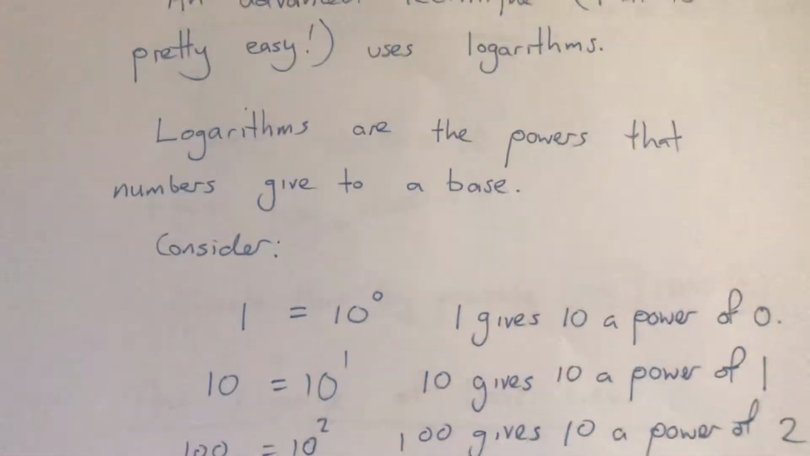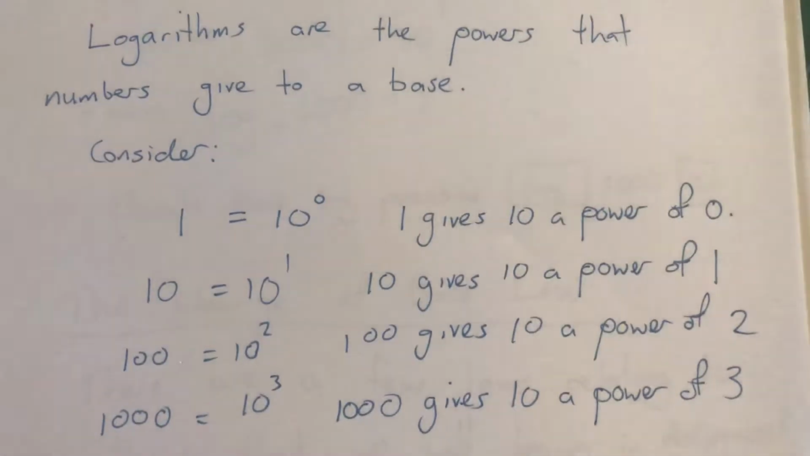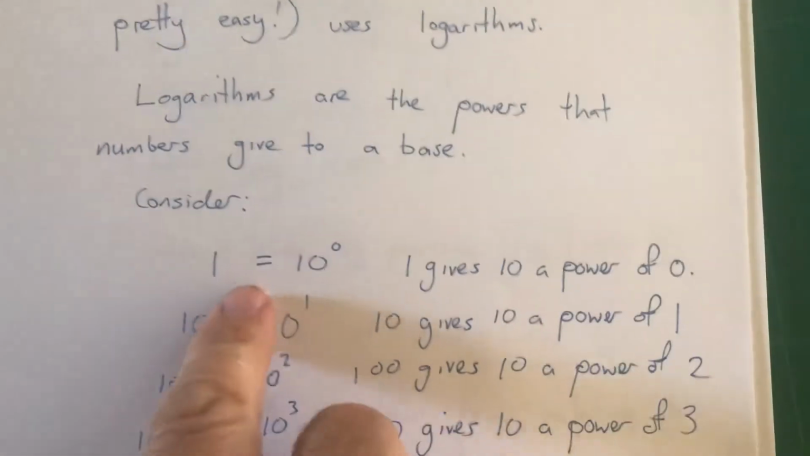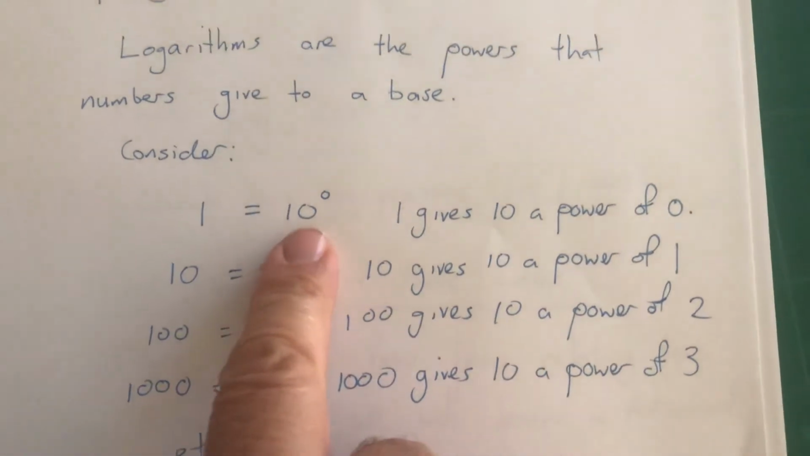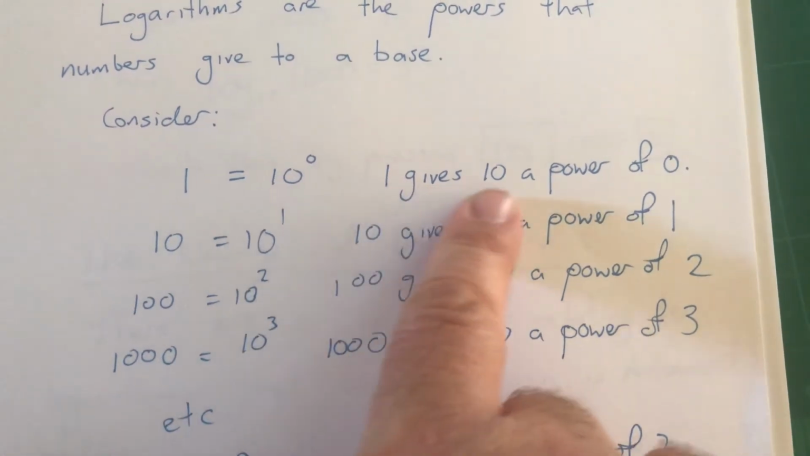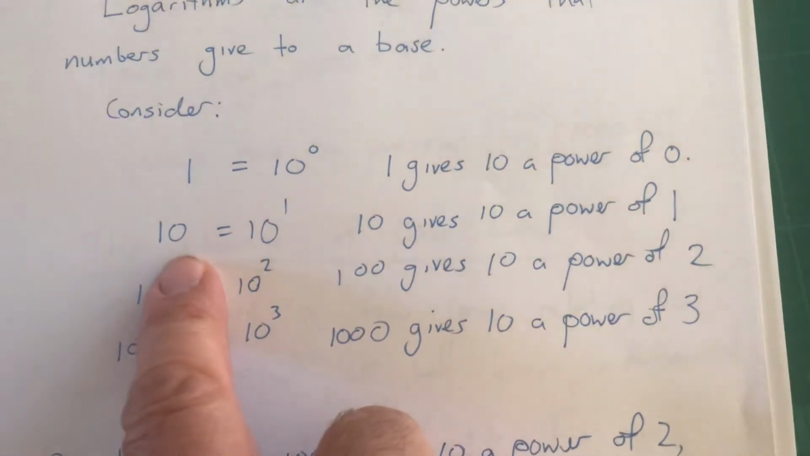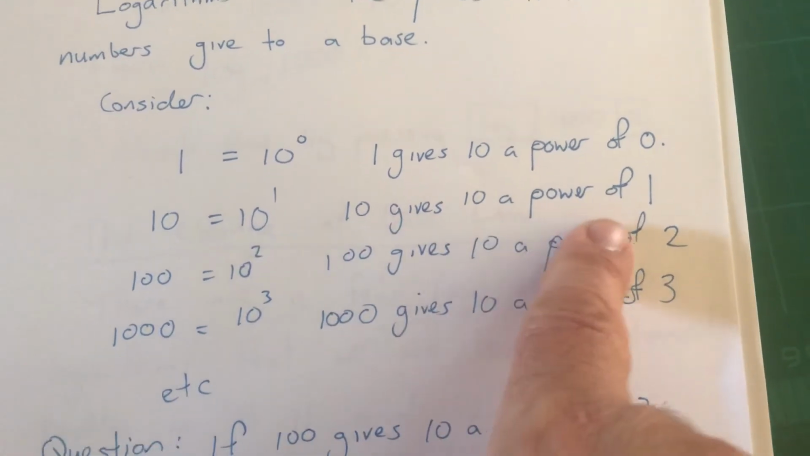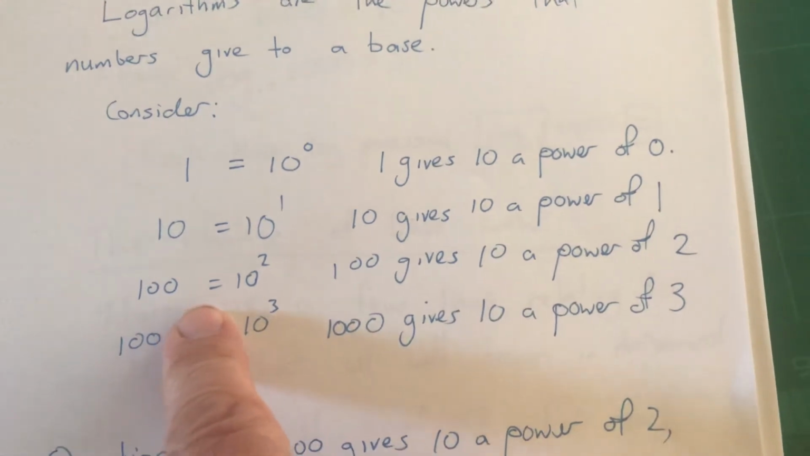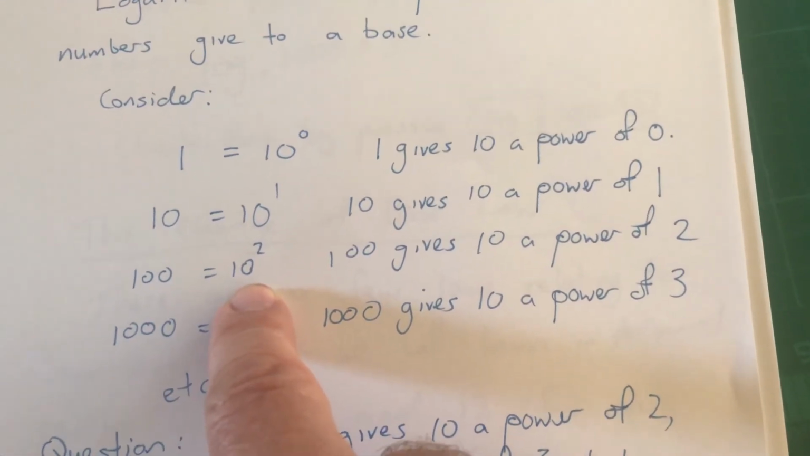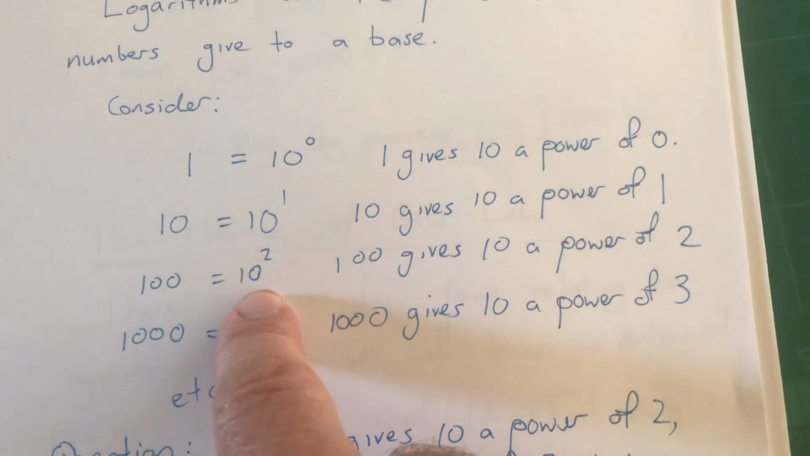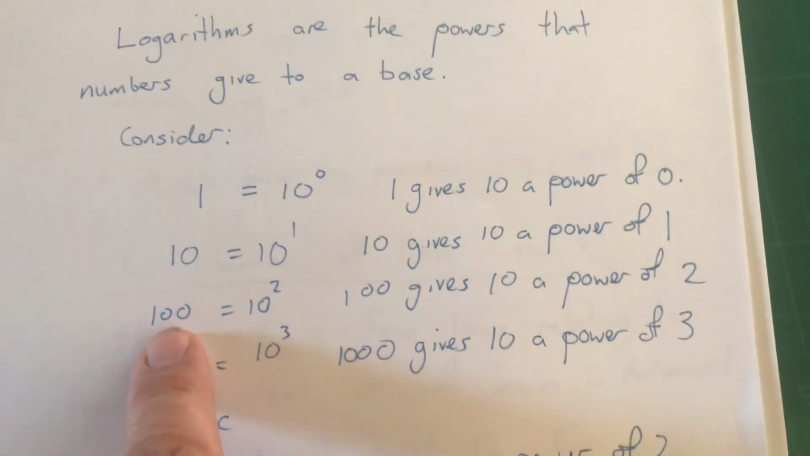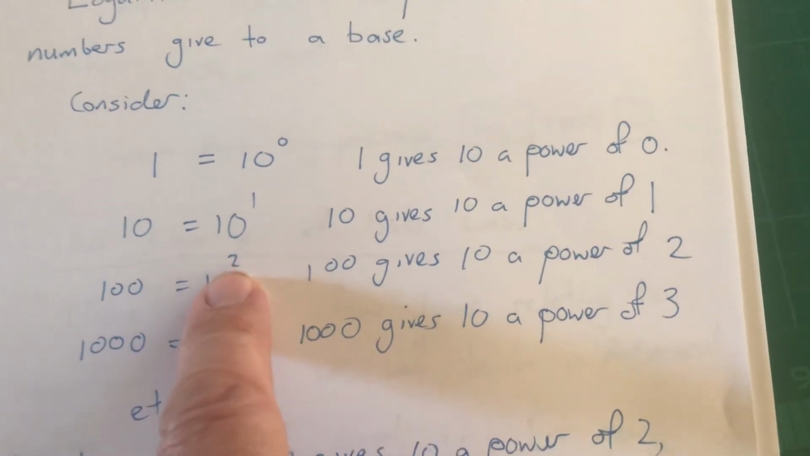Well, consider this. 1 is 10 to the power of 0, because anything to the power of 0 equals 1. So we say that 1 gives 10 a power of 0. 10 is 10 to the power of 1, so we say that 10 gives 10 a power of 1. 100 is 10 squared, because 10 times 10 is 100, so we say that 100 gives 10 a power of 2.